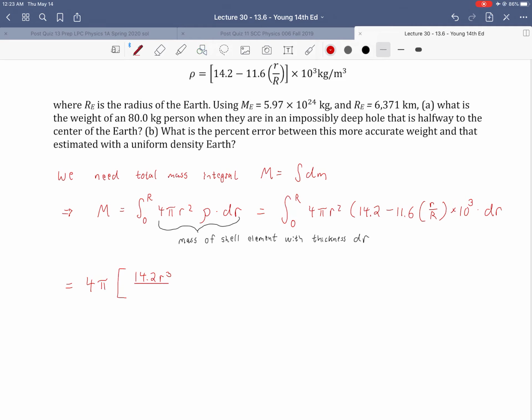So 14.2 r cubed over 3, and that's just from simple rules of antiderivatives for polynomials, and then minus 11.6 times r to the 4th over 4. Because if I distribute this r squared in, it becomes r cubed, just like when I distribute the r squared into here, it was r squared. Of course, when I do the antiderivative of r cubed, it's r to the 4th over 4. And then I'll evaluate the limits from 0 to R, which means that all my variable r is just going to become big R. And I don't have to worry about the lower limit because everything zeroes out. Okay, and everything's still times 10 to the third.